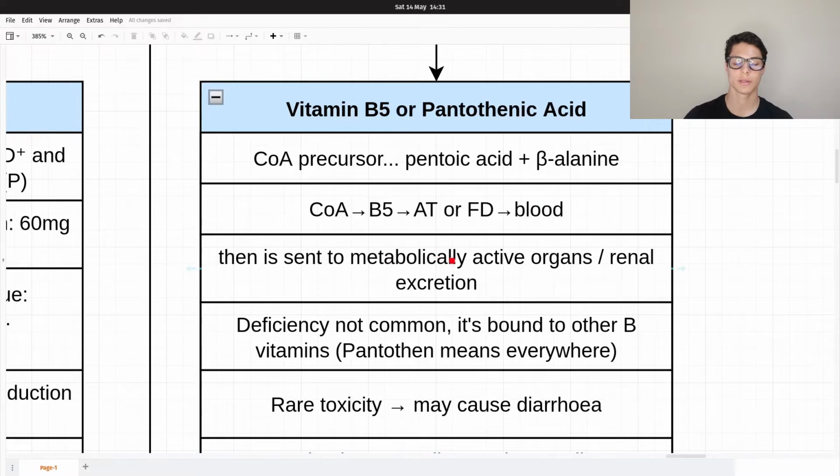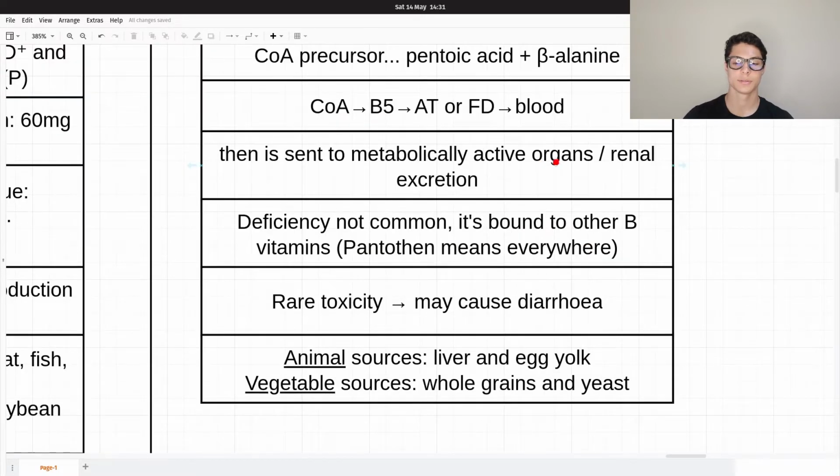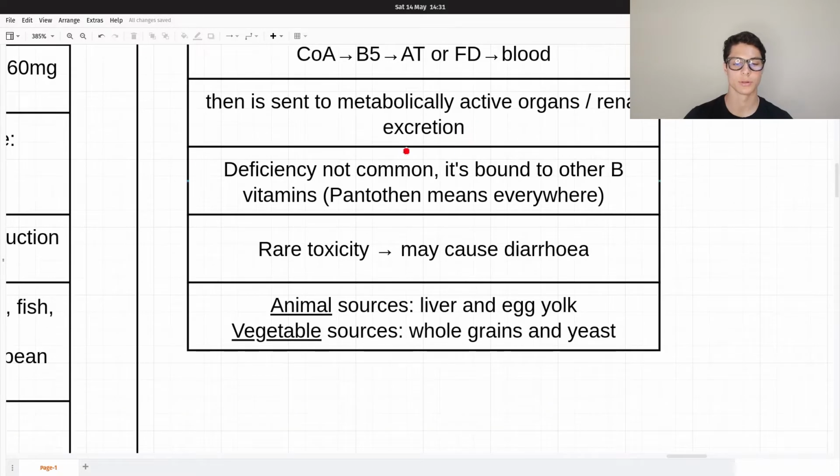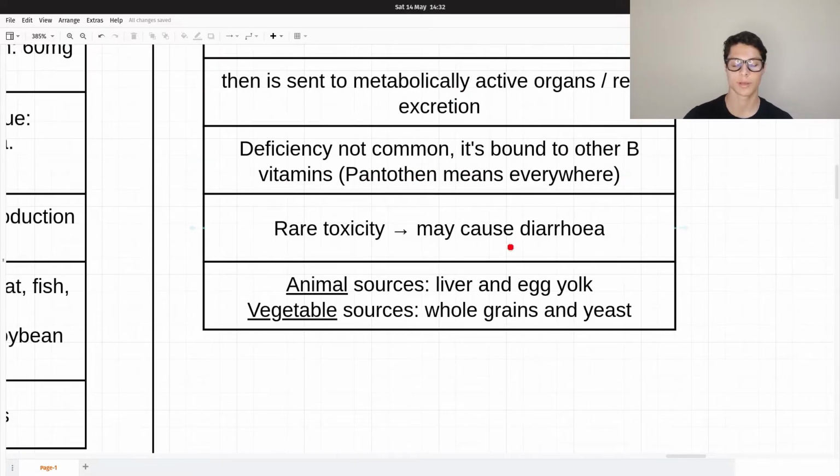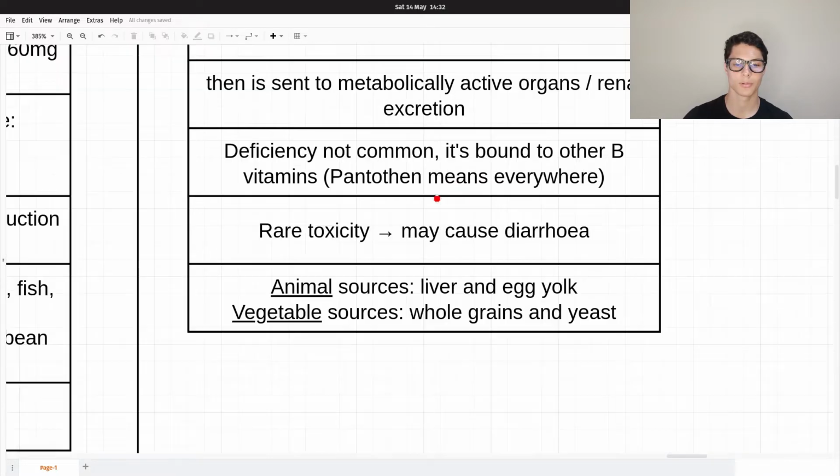Then it's sent to metabolically active organs, such as the muscle, the brain, the heart. Renal excretion through urine is the common way to get rid of it. Deficiency of this vitamin is not common because it's also bound to other B vitamins, and also because pantothen means everywhere. So you can find it almost in all foods, which we're going to see next. The toxicity is rare, and it may cause diarrhea, but again, it's very rare.